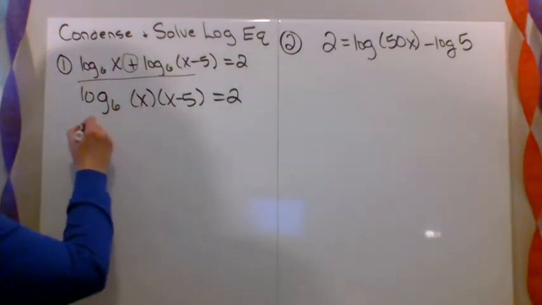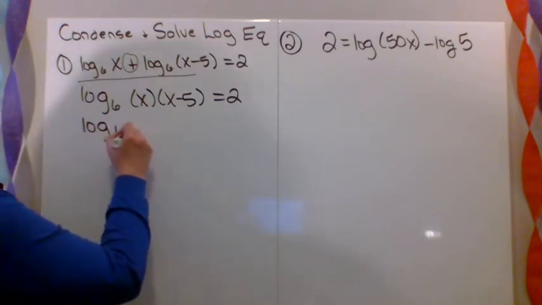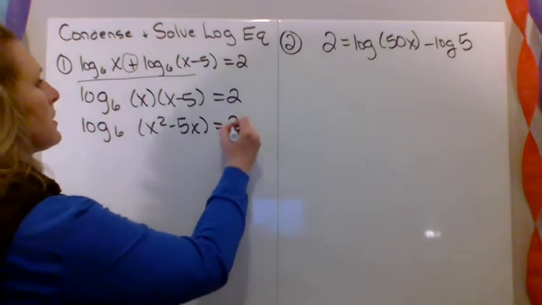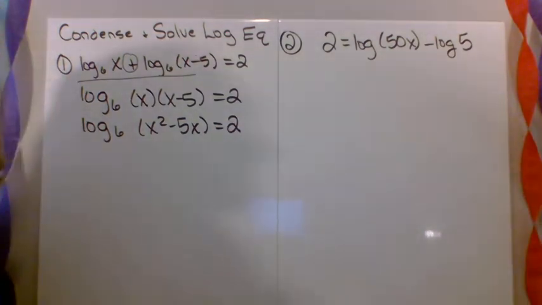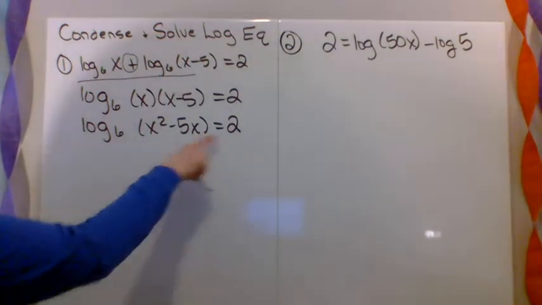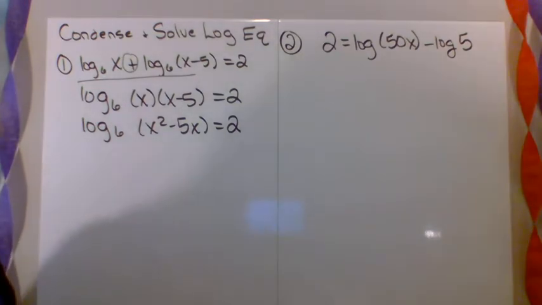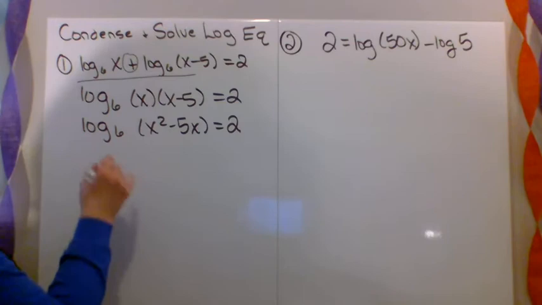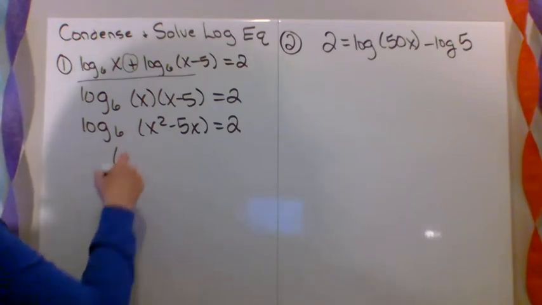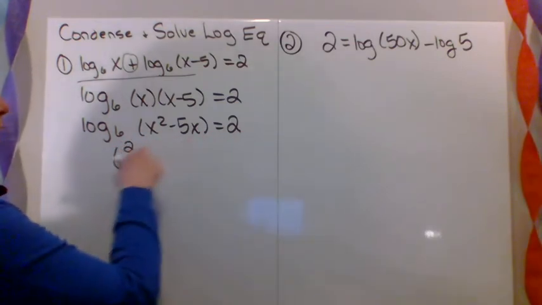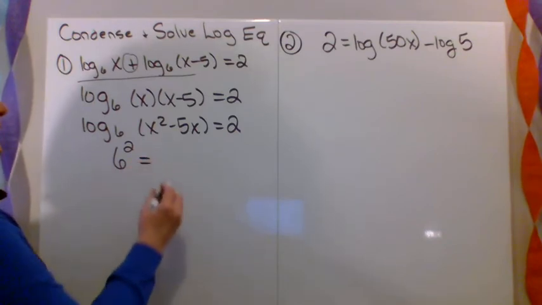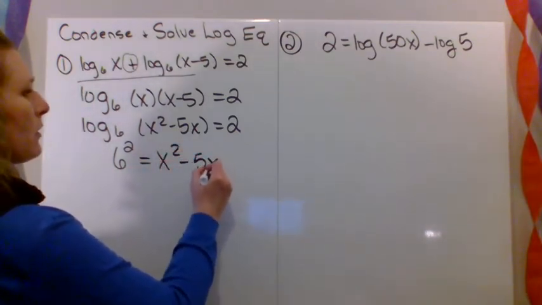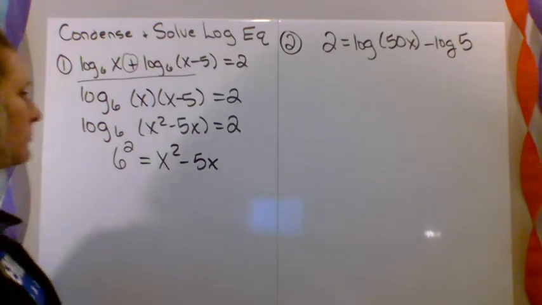Let's go ahead and simplify this. Log base 6 of x squared minus 5x equals 2. We have it in the form log equals number. From there, we would switch it into exponential form. So the 6 is our base. So the 6 we drop. We raise it to the second power, and that equals x squared minus 5x.